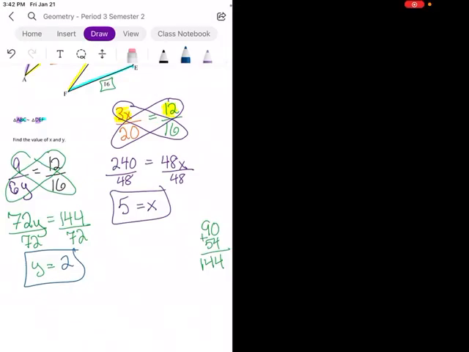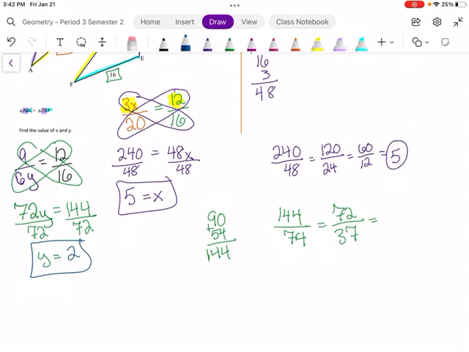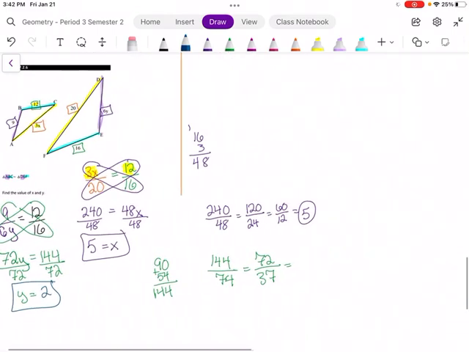So that is how you can use these proportionality statements to solve for a triangle. If you have any questions, let me know, and the homework is posted on Schoology, or OneNote, and the key is posted on Schoology. Let me know if you have any questions.